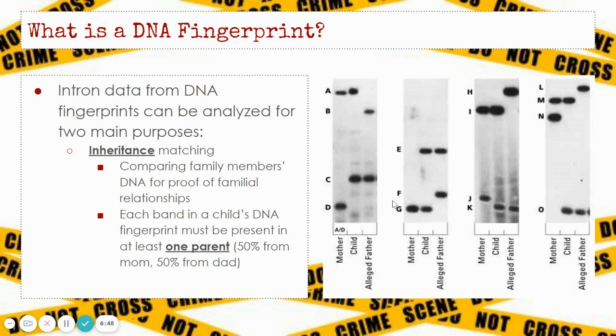For example, in this one, here's the mother, here's the father, here's the child. It matches this one. You can see these faint bands here match the father. This one up here matches the mother. Same here. This matches the mother. This matches the father. So every band is accounted for. Every band is either going to match the mother or the father. So we would say this is a positive match. So every band from the child is going to match one or the other.